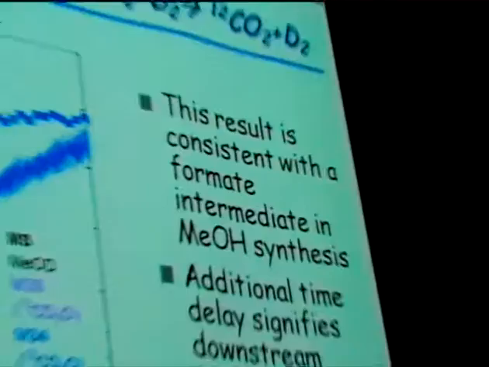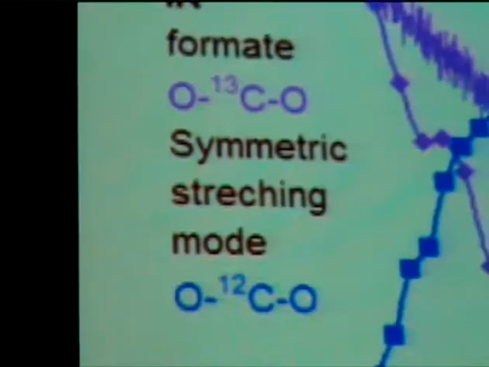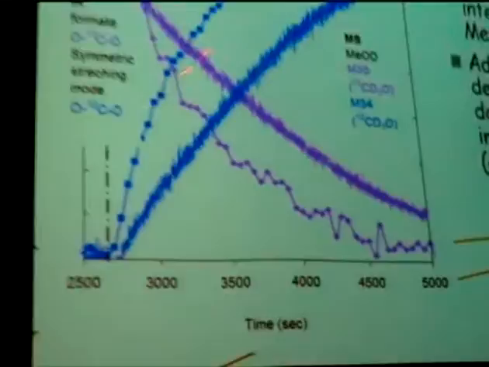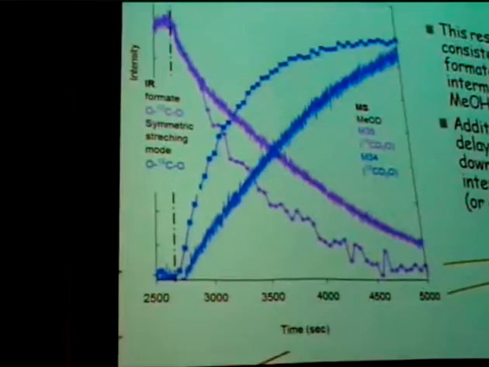I'll include this again because it's important. This could have been a knockout experiment. Here's the isotope switch from C13 CO2 to C12, and the individual points here are the IR on the formate on the surface, switching its isotopomer. Then the mass spec lines show it takes longer for that switch to show up in the mass on the methanol product.